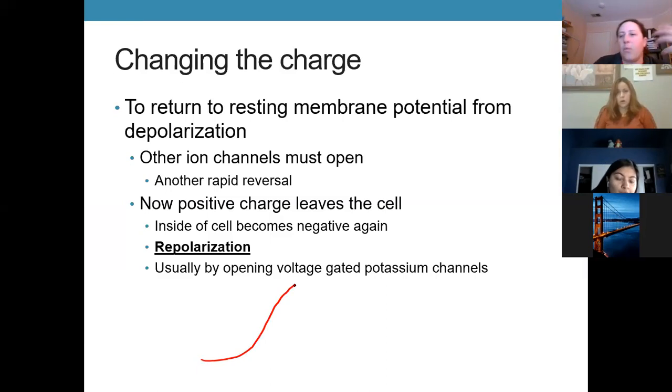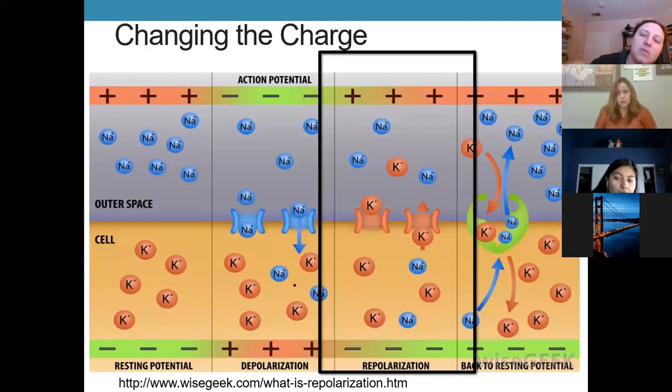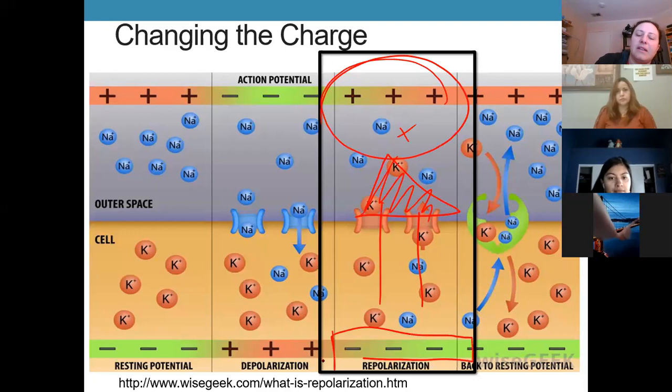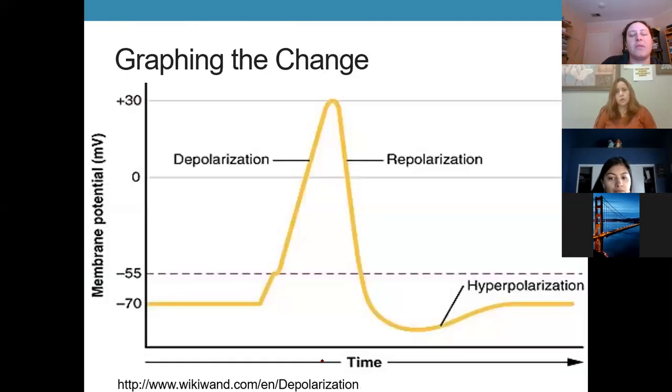So we're going to have more voltage-gated channels open. So now we're going to have a flood of potassium leaving the cell. So we get all of this positive charge now leaving the cell, and that leaves the inside of the cell negative again. And then the actual resetting event is going to be by the pumps.